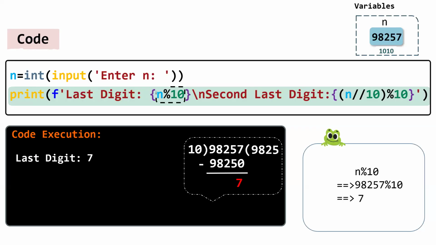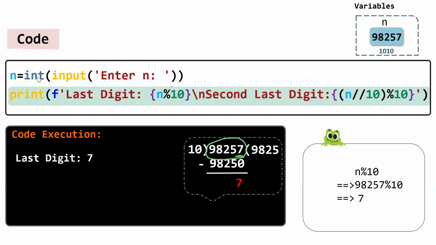Now, how can I get the second last digit? How is that particular thing working? The logic is pretty simple. Just like you are able to get the last digit from 98257, you can get the last digit from 9825 now, right? Can you see 9825 anywhere? I was able to get 7 from 98257. I was able to extract the last digit. How can I extract the second last digit?